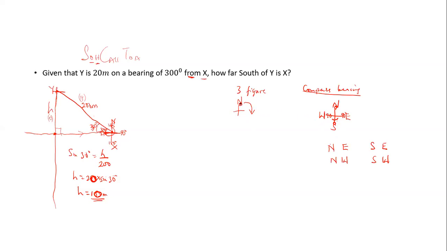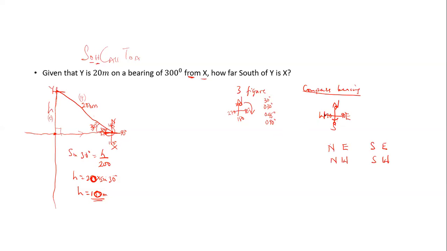So this place will be 0 up to 90, and up to what? 180, up to 270, and up to what? 360. So you can see 3 figure bearing. And the reason why they also call it 3 figure is that they don't want us to use 2 numbers. So if our bearing is 30 degrees, they will advise us to put it at 030 degrees. If it is 45, put it at 045 degrees. If it is 90, put it at 090 degrees. So that's why they call it 3 figures.